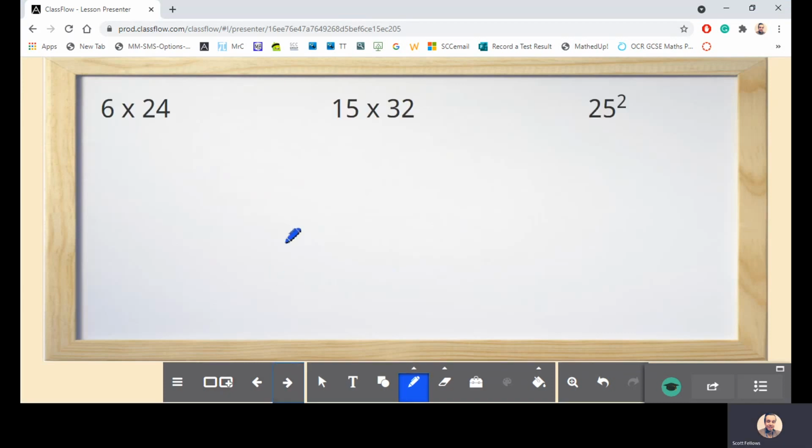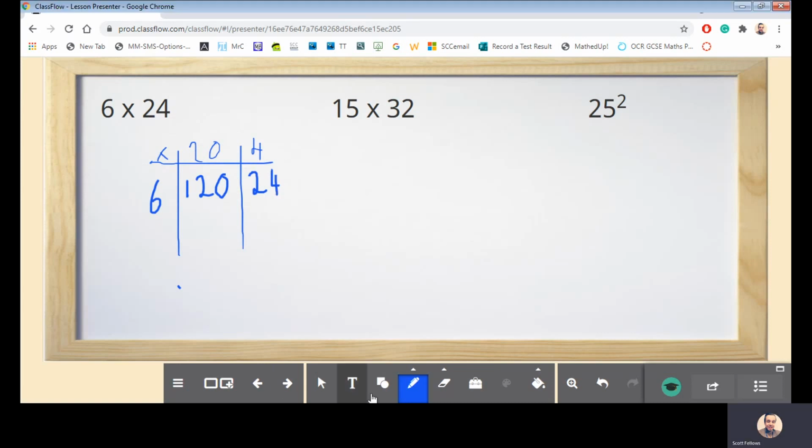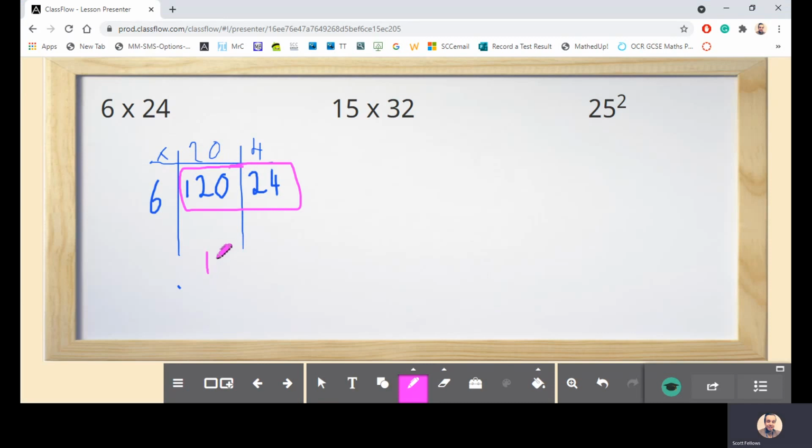So if we start with multiplication, my method of multiplication is a grid. So I've got my grid here, and at the top, you can put a multiplication there. I've got 24, I split into tens and units, so 20 and 4. That's going to be my top, and then multiplying by 6, I'm going to put 6 here. So I do 2 times 6, which is 12. Bring the 0 down, gives me 120. 4 times 6 is 24. Then I add these two together, which gives me 120 plus 24, which is 144.